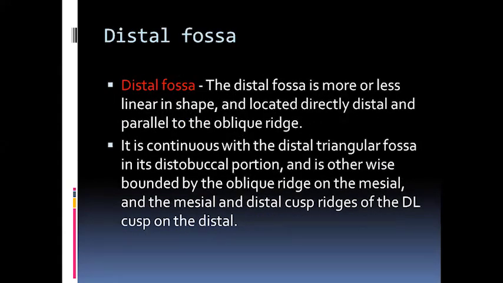Second is the distal fossa. The distal fossa is more or less linear in shape and located directly distal and parallel to the oblique ridge. It is continuous with the distal triangular fossa in its distobuccal portion and is otherwise bounded by the oblique ridge on the mesial and the mesial cusp ridges of the distobuccal cusp on the distal.